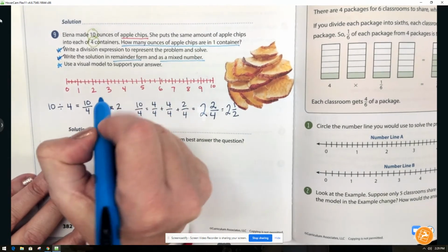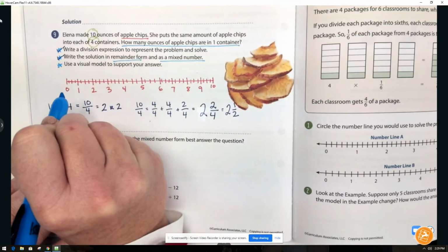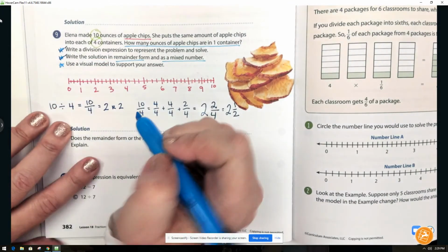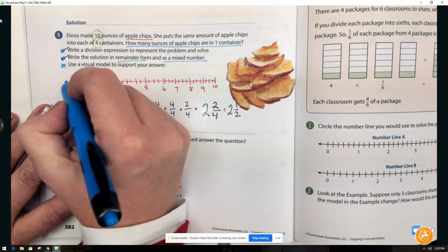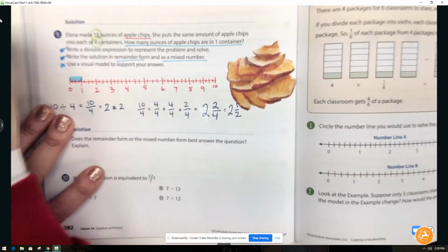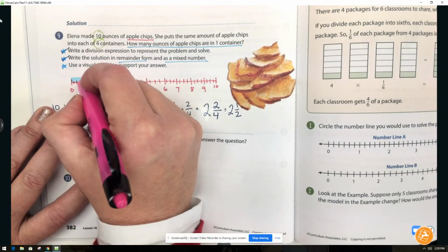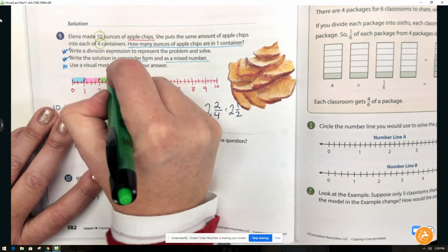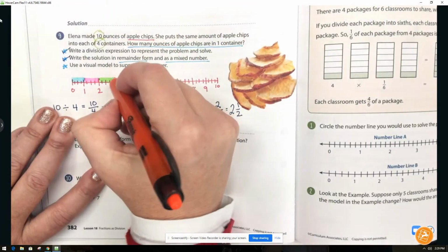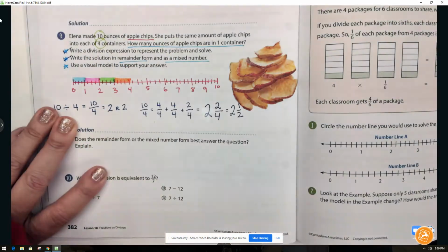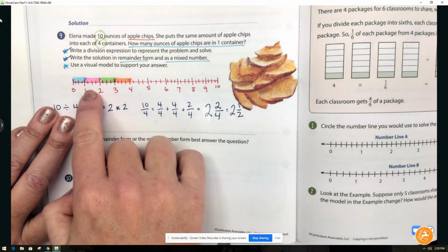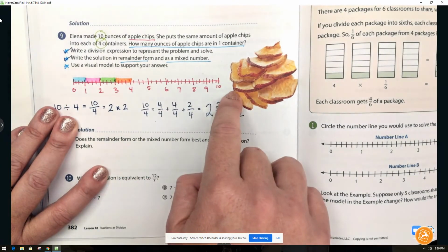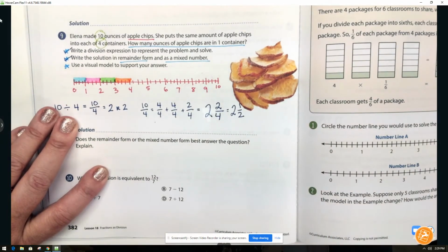So the first thing I'm going to do is divvy up as long as I have enough to give everyone a full ounce. So here I can give the blue a full ounce, the pink a full ounce, the green a full ounce, and then the orange a full ounce. So now I've given each container 1 ounce of apple chips. And as long as I have more than 4 left, I can keep going at this same rate.